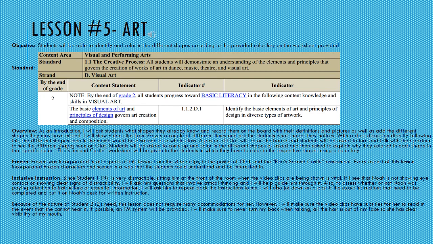This lesson was on identifying and differentiating different shapes. The art standard requires students to identify basic elements of art. In this lesson, students will be asked what shapes they already know, they'll be given a definition and drawing of each shape, and be asked to identify each of these shapes on a poster and in video clips of Frozen. Students will also be asked to identify differences among certain shapes such as circles and ovals.